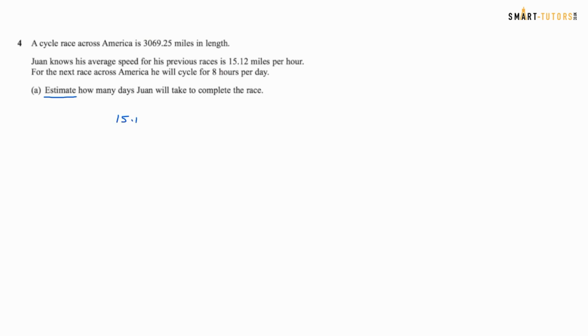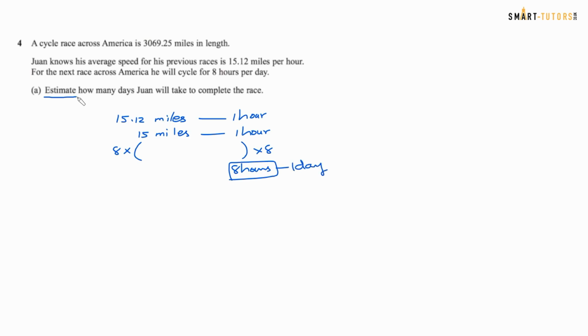So the estimate means you can round up. So the 15.12 miles per 1 hour is the actual. For our calculation, I'm going to use 15 miles per hour. In a day, he's doing 8 hours. So I'm going to multiply by 8. So 8 hours is 1 day. So I'm going to multiply 15 by 8.